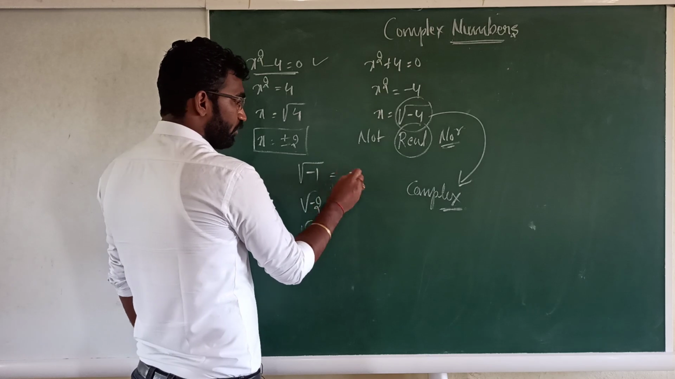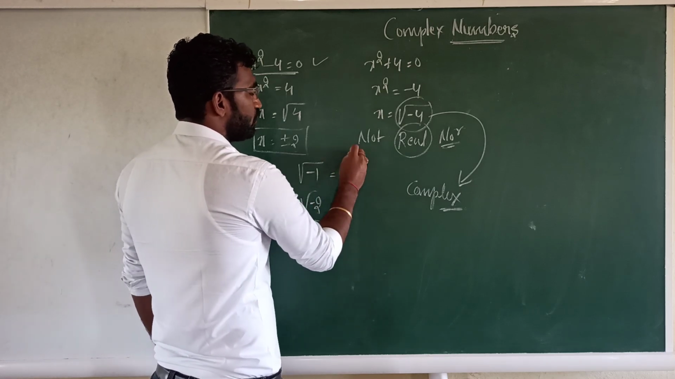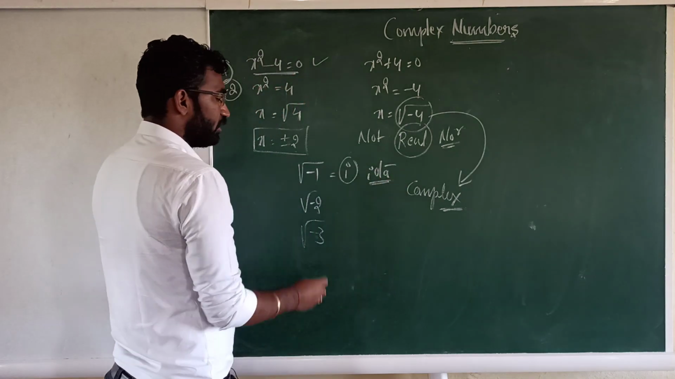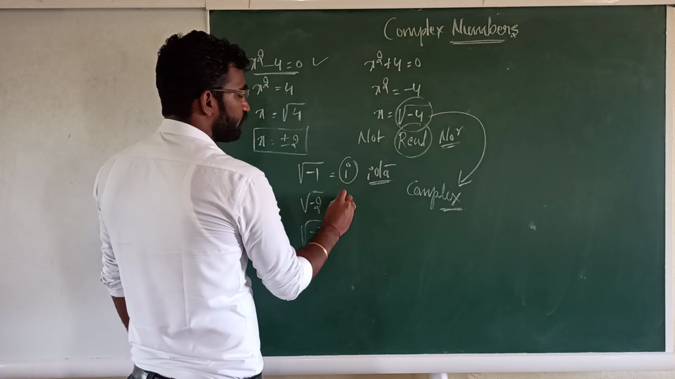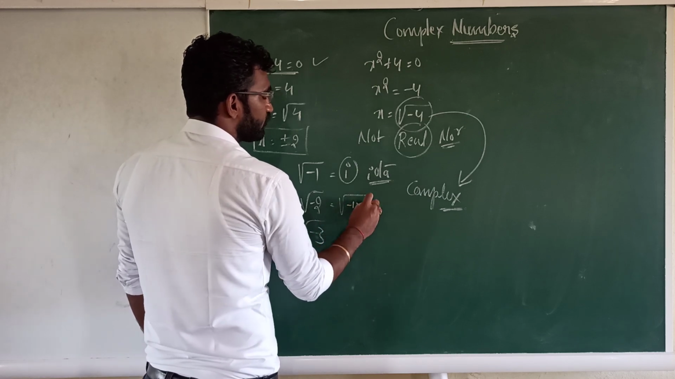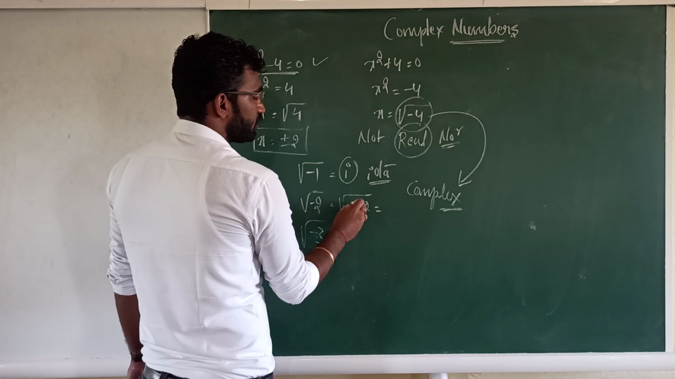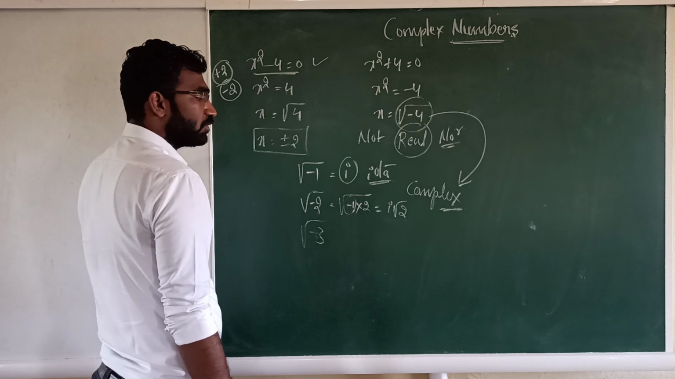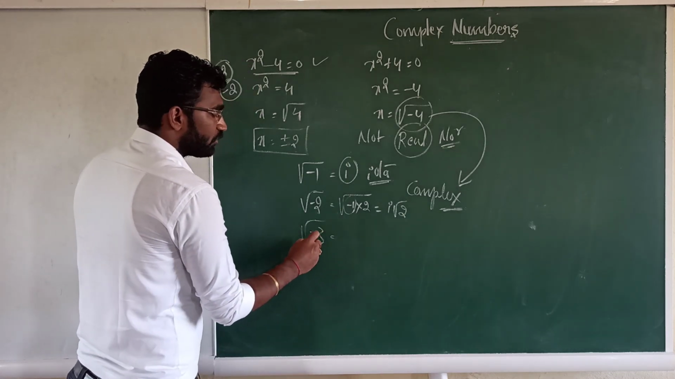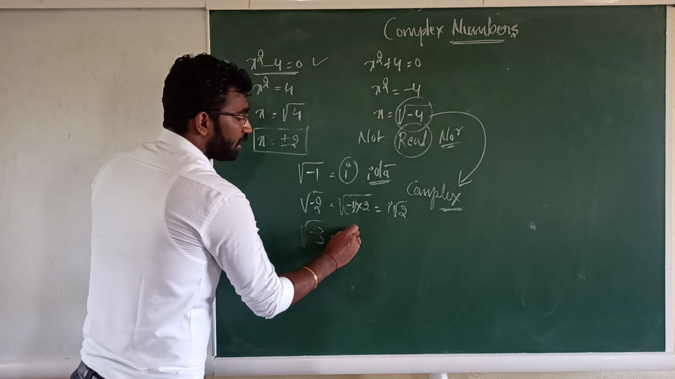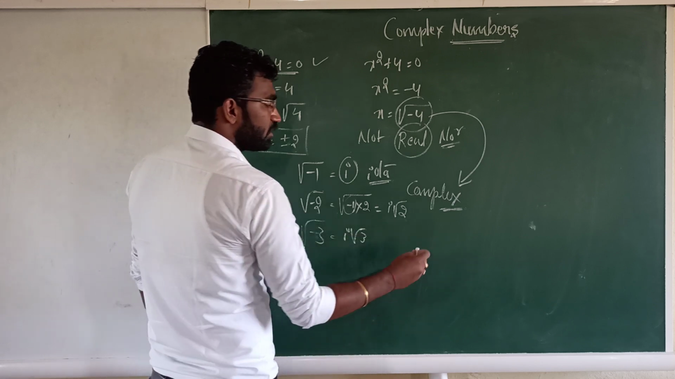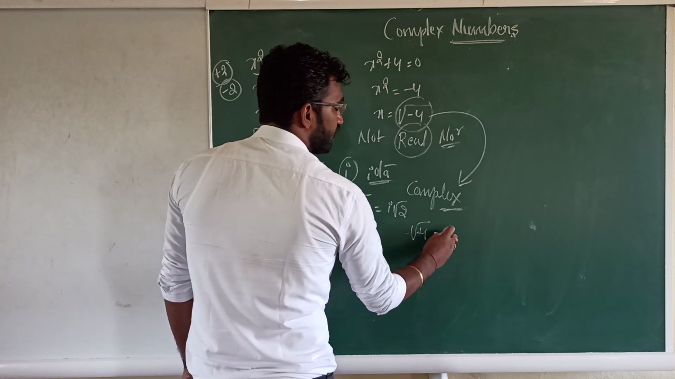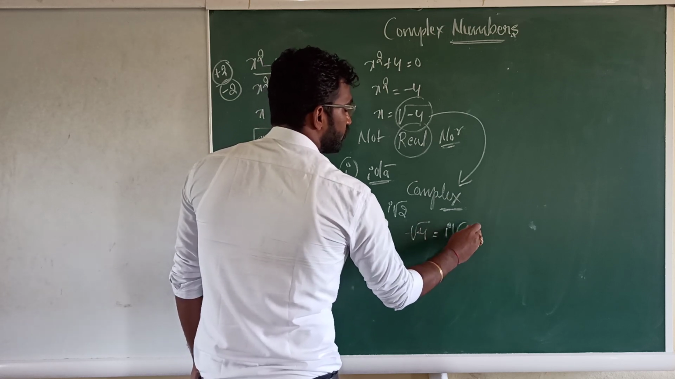Root of minus 1 is denoted by i, which is called iota. Then how are you going to write root of minus 2? You can write this as root of minus 1 into 2. We know the value of root of minus 1, so you can write it as i root 2. Similarly, root of minus 3 can be written as i root 3. And root of minus 4 can be written as i root 4.